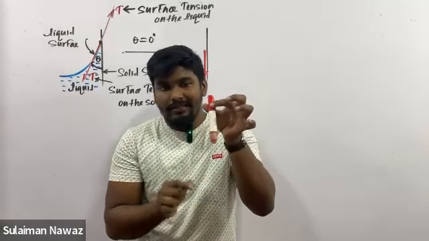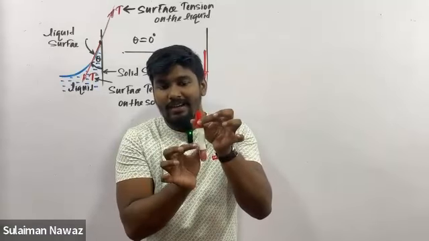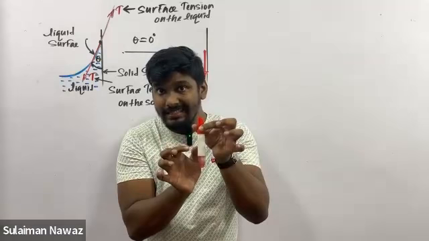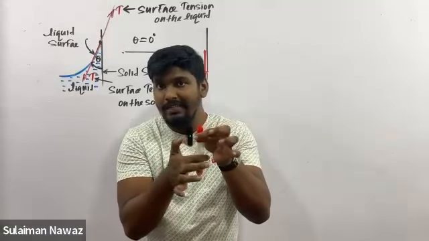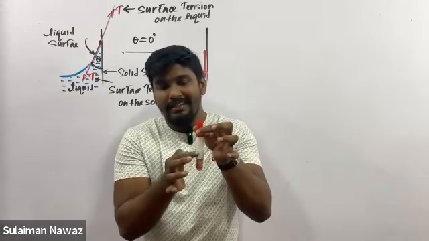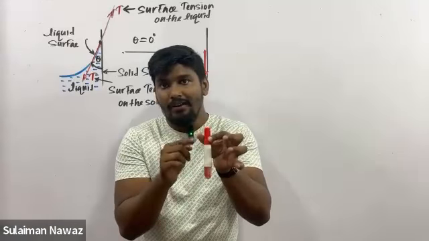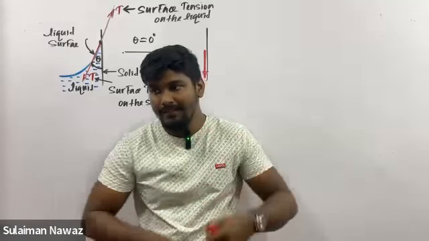Now, what is the region? What is the length? The length which touches the liquid surface is the perimeter; since it's a cylinder, the circular length. That means 2πr. Do you understand what I'm saying?